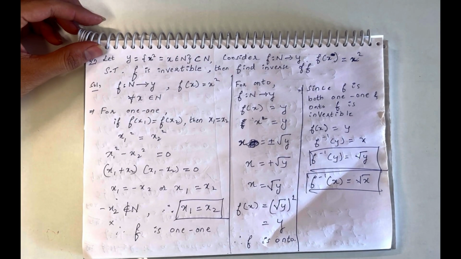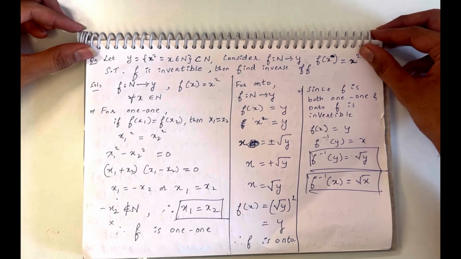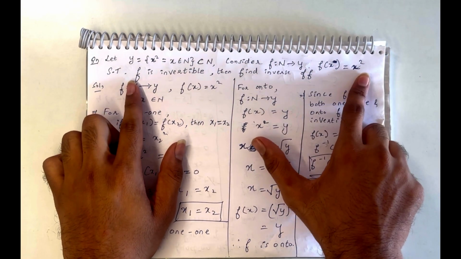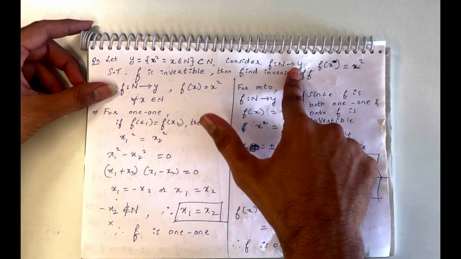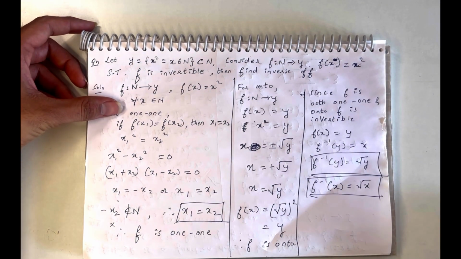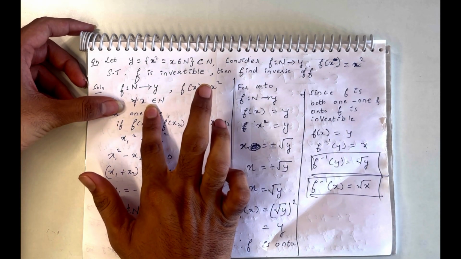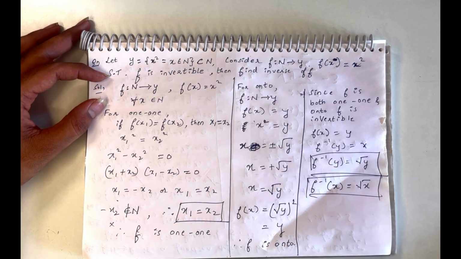Relations and functions, 5-mark question. Prove that the given function is invertible and find its inverse. f(x) is x square. So write the domain and range, f from N to Y. It is mentioned in the question. f(x) is equal to x square, even it is also mentioned in the question, and for all x belongs to N. So these are all the parts of the question, and we are supposed to write it before solving.